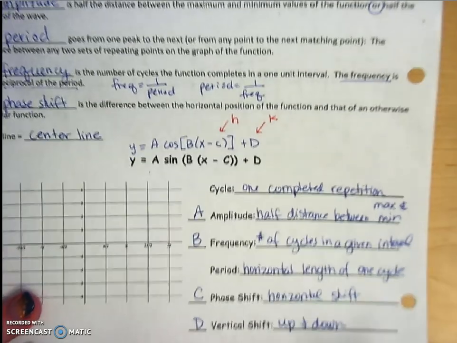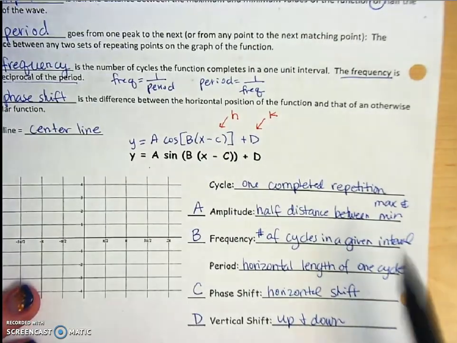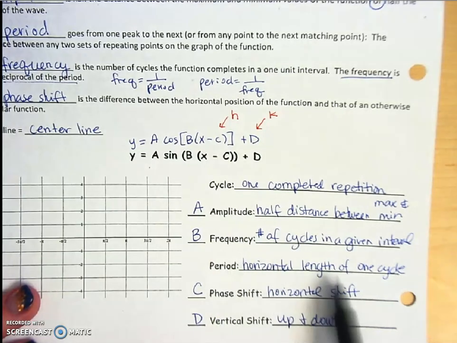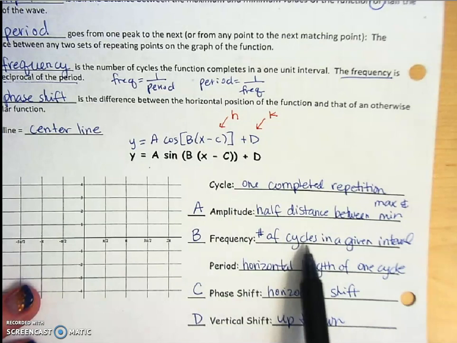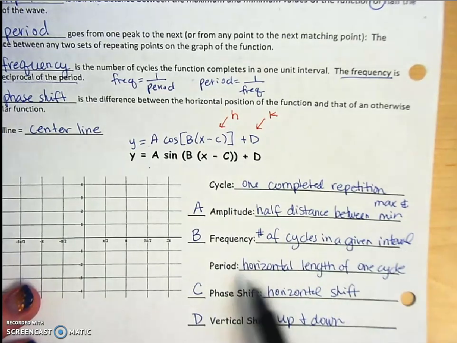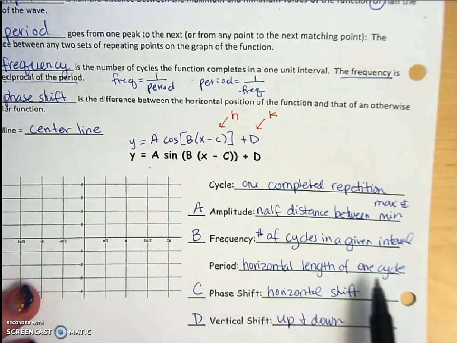All right, instead of writing these for the video, just pause your video and copy this down. B stands for the frequency, the number of cycles in a given interval. Period is the horizontal length of one cycle. C is our phase shift, it's the horizontal shift. And D is the vertical shift, how far it's being changed up and down.